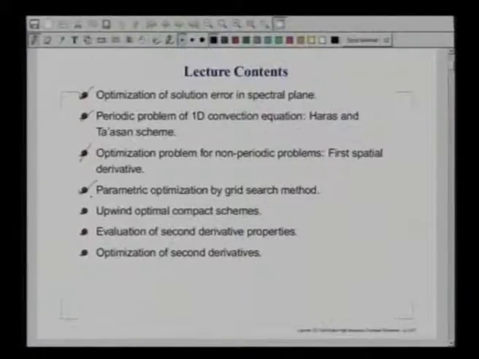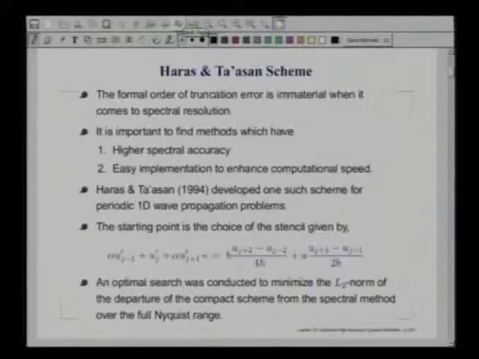Then we will move over to evaluation of second derivatives, and we will talk about how we optimize stencils for obtaining second derivatives. So, first things first, we look at what Haras and Tassan did for a periodic problem.